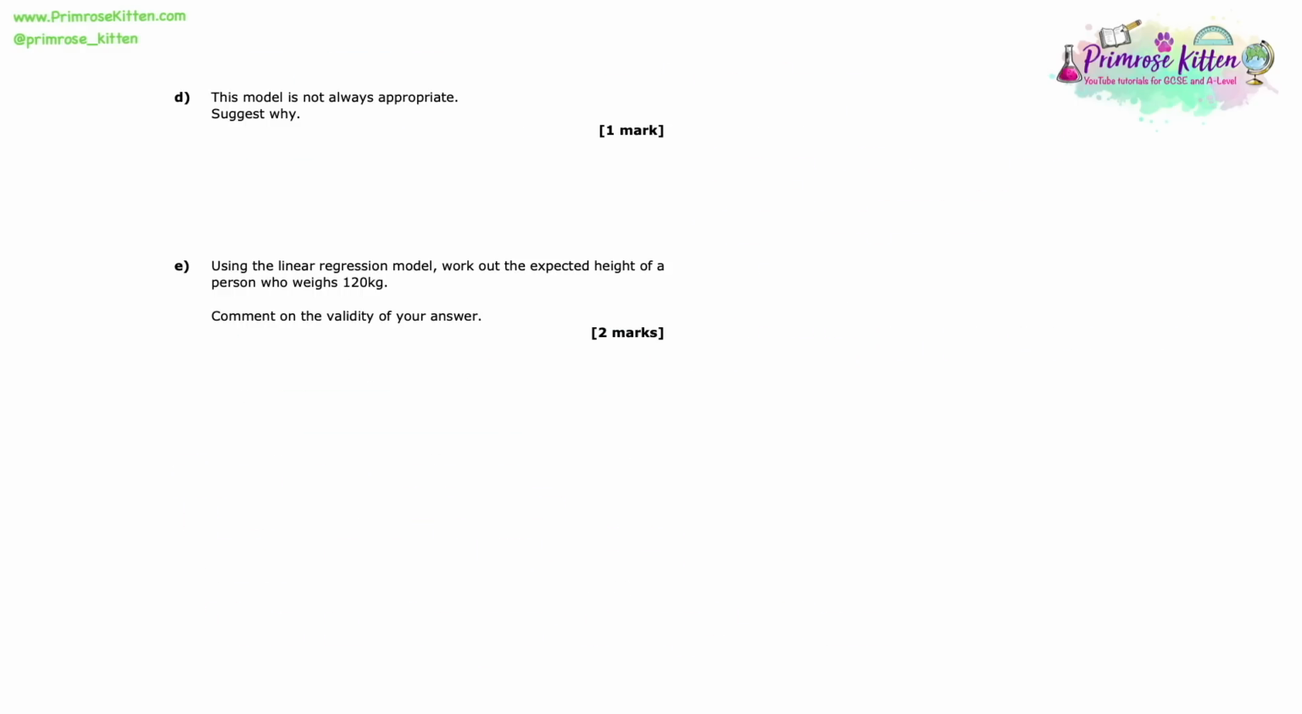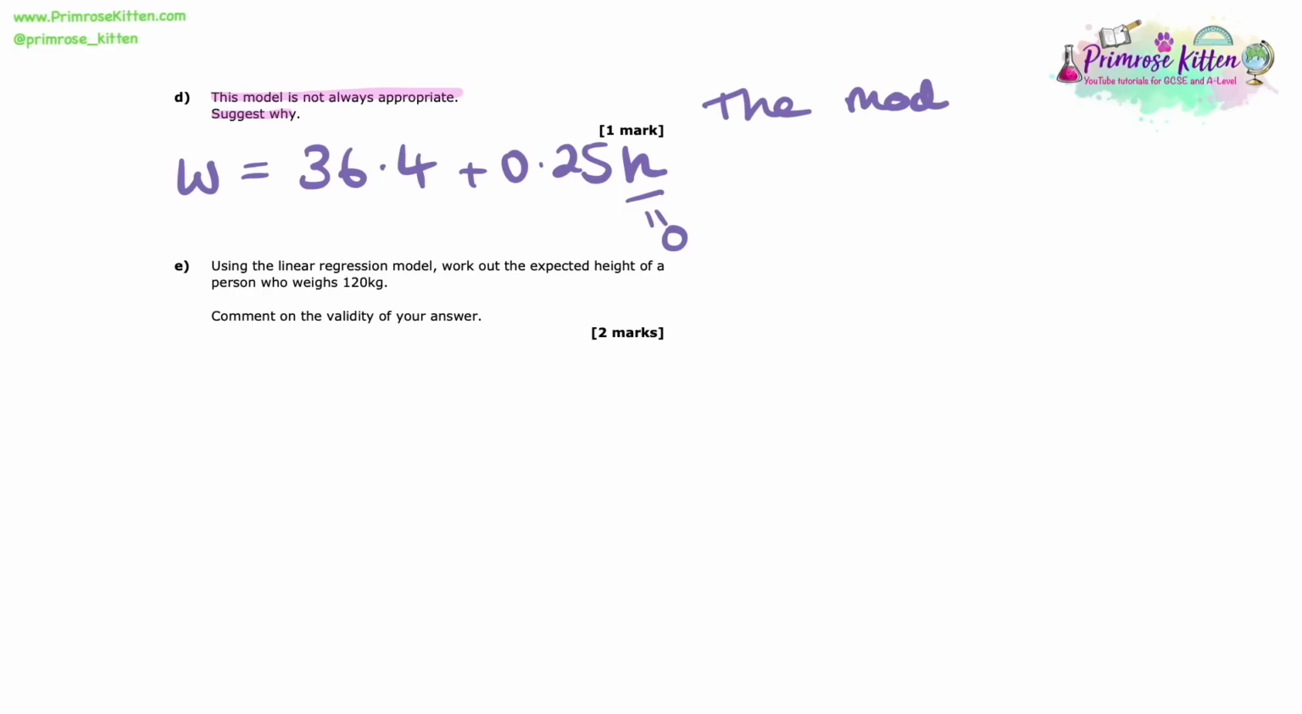This model is not always appropriate. Suggest why. Well, to answer this, let's remind ourselves of what that model was, okay? So we were given the model that stated that W is equal to 36.4 plus 0.25 H. Now the issue with this is at some heights, it's going to give very unrealistic weights. In fact, when H equals 0, we still get a weight. And that is clearly an issue because if someone has a height of 0, well, they don't exist for a start. They're certainly not going to have a weight.